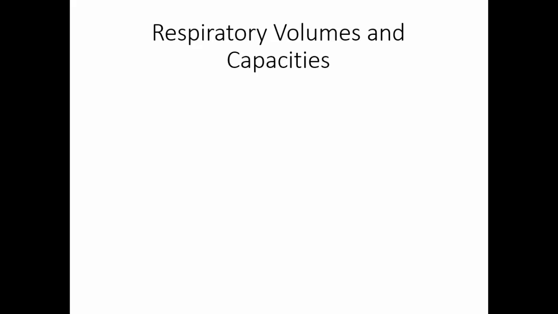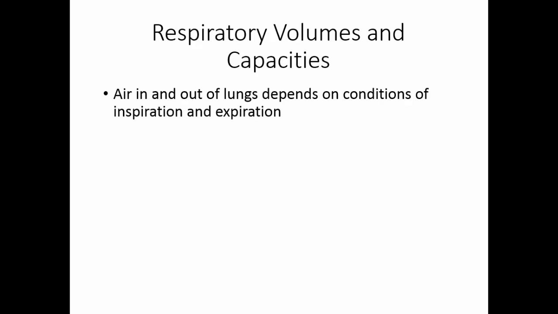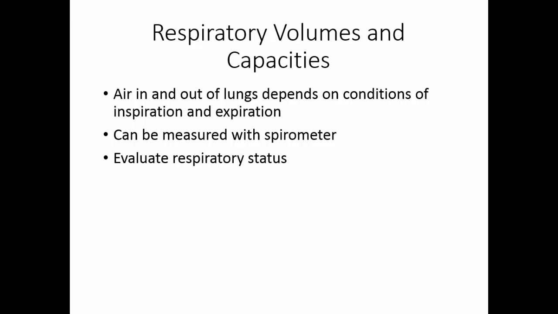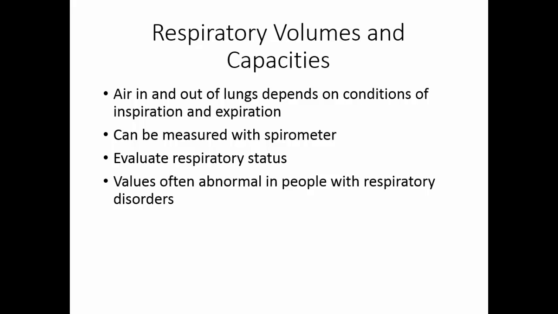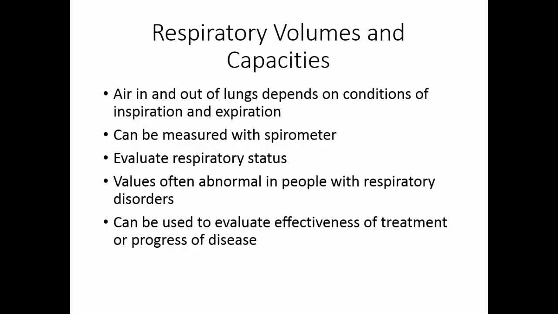Respiratory volumes and capacities are simply measurements of how much air comes in and out of the lungs under certain conditions of expiration and inspiration. They can be measured with a device called a spirometer. This used to be a very large, cumbersome device. Now they have smaller mechanical devices that do the same thing. Respiratory volumes and capacities can be used to evaluate respiratory status. The values are often abnormal in people with respiratory disorders. We can use this to evaluate the effectiveness of a treatment or the progress of a disease.